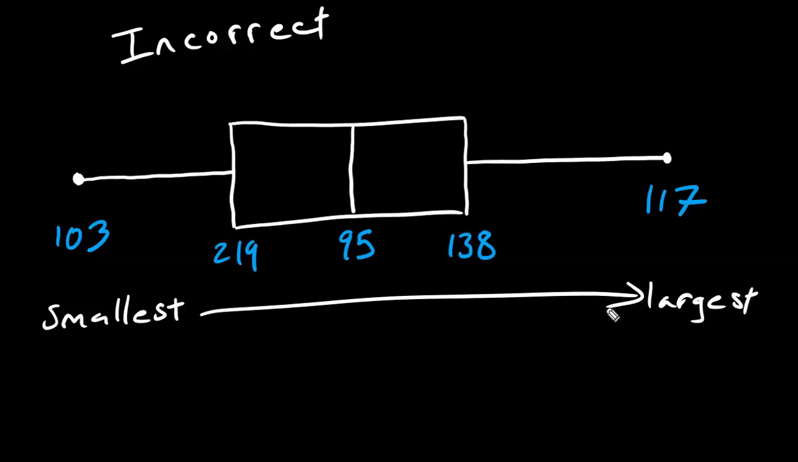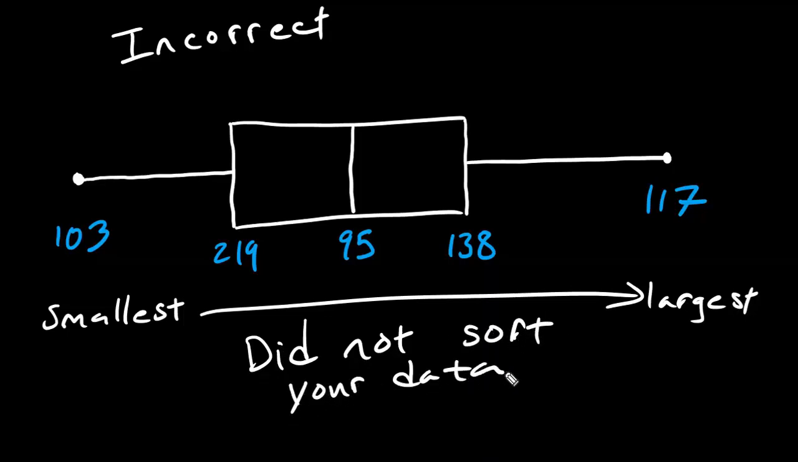So if you've got a box plot that looks like this, where you've got 103, then 219, so far so good. Then you get to 95. Well, that doesn't really make any sense. 95 is less than both 103 and 219. What probably happened if you run into this scenario is that you did not sort your data. If you've got a bunch of stuff that's real jumbled up and all over the place, more than likely it's because you didn't sort that data.